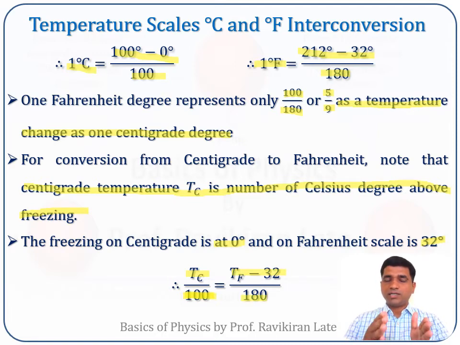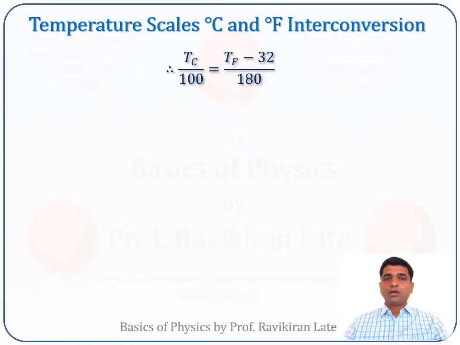So it is just (Tc minus 0) divided by 100 is equal to (Tf minus 32) divided by 180 degrees. So this is the relation between the Celsius and the Fahrenheit. Further we can simplify this one.